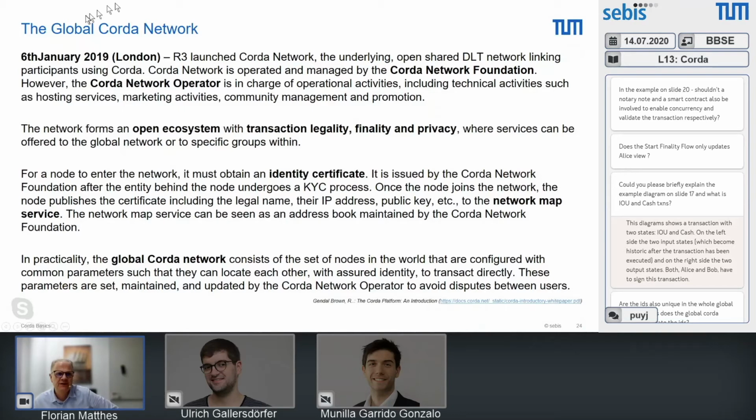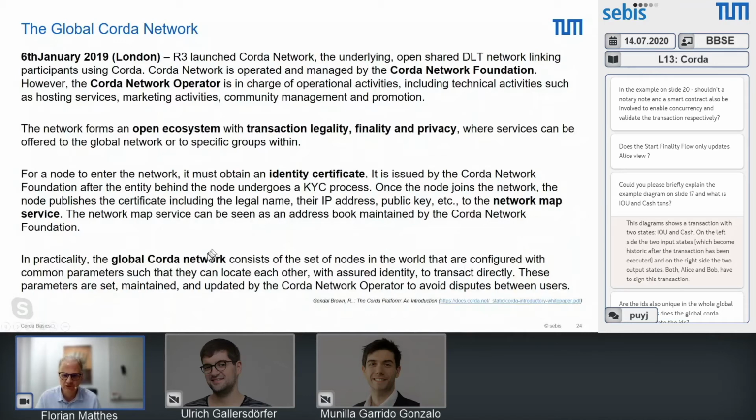So the global Corda network builds on the local network with transaction legality, finality, and privacy. But additionally, it provides identity certificates to validate that these are not, let's say, students at TUM running a Corda node, but these are real banks and real partners, so that you can rely on doing interactions with these parties and validate not only their digital certificates, but also their identity certificates, so that you really know this was done by your favorite stock exchange or your Deutsche Bank.